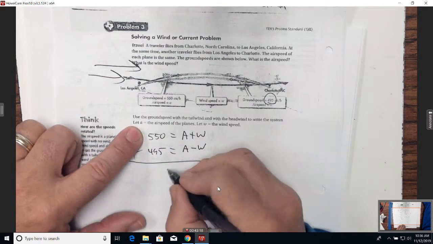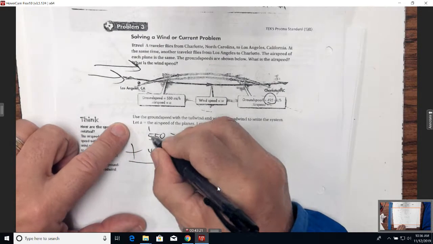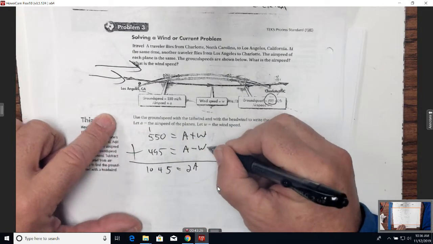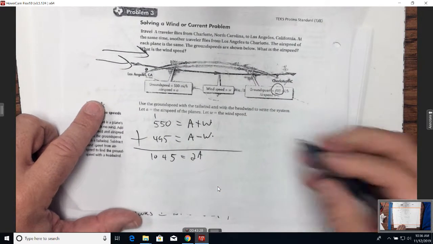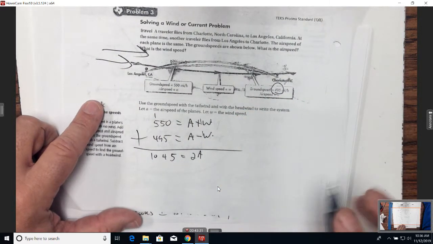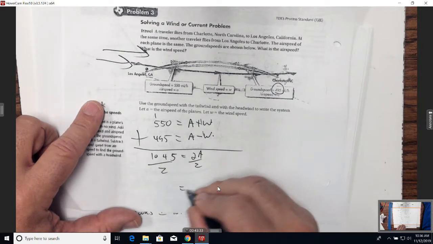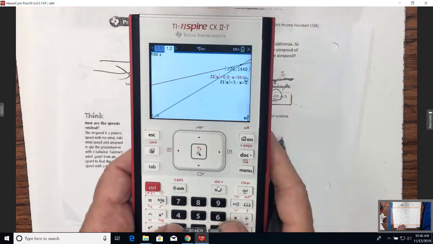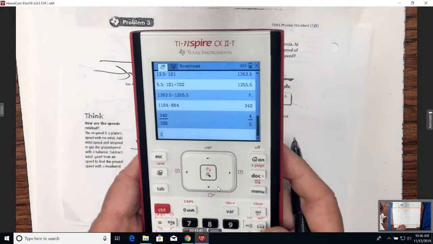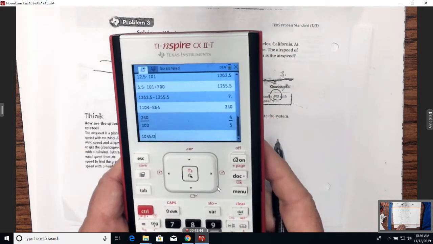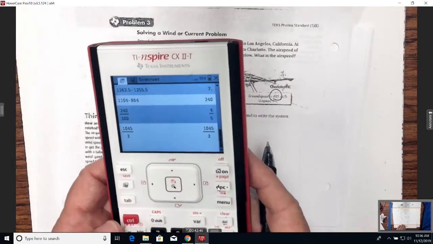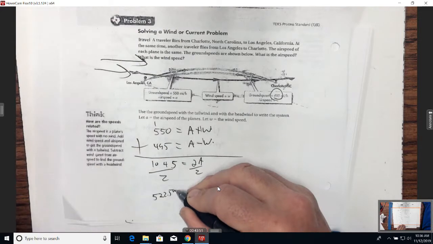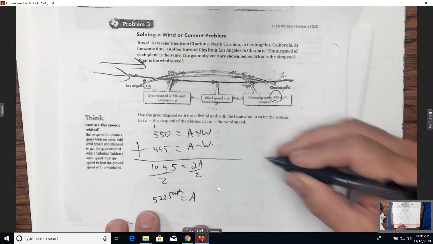If I add these two together, what do I get? 550 plus 495, that's 1,045, is equal to A plus A, which is 2A. What's W minus W? If you were to add those together, a positive 1 and a negative 1 is 0. So divided by 2, what's my airspeed? It's 1,045 divided by 2. So I just take 1,045 divided by 2. That's 522.5 miles per hour. So that's how fast my airspeed is.